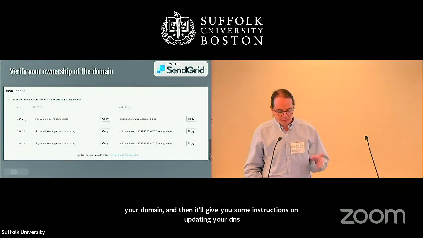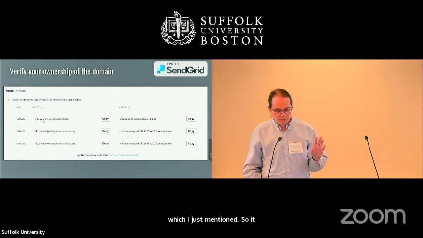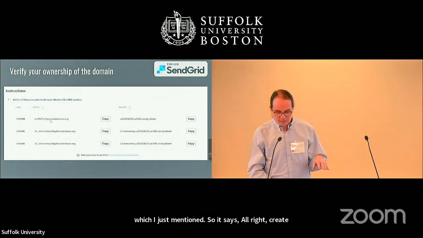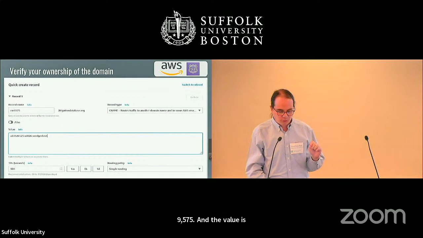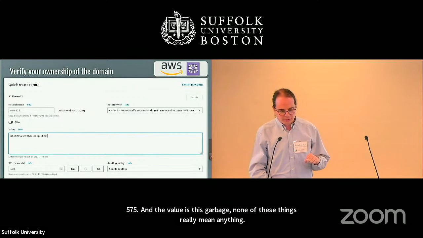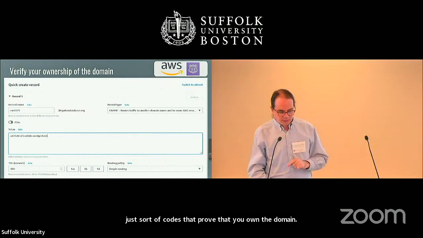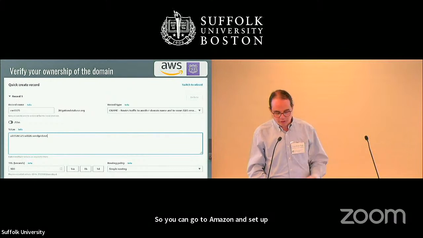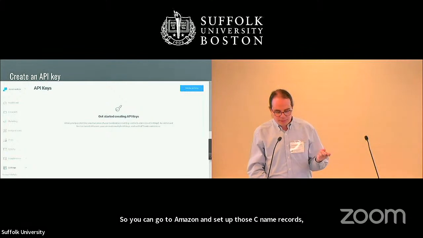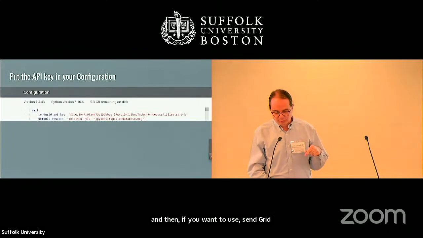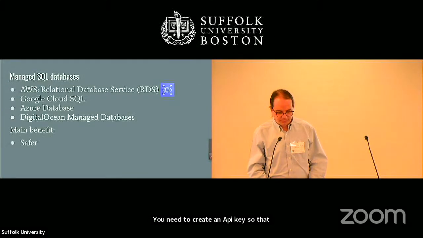And then it'll give you some instructions on updating your DNS, which I just mentioned. So it says, all right, create this CNAME where the host is EM9575 and the value is this garbage. None of these things really mean anything. They're just sort of codes that prove that you own the domain. So you can go to Amazon and set up those CNAME records. And then if you want to use SendGrid, you need to create an API key so that Docassemble knows what API key to use. And you just plug that into your configuration and get going.